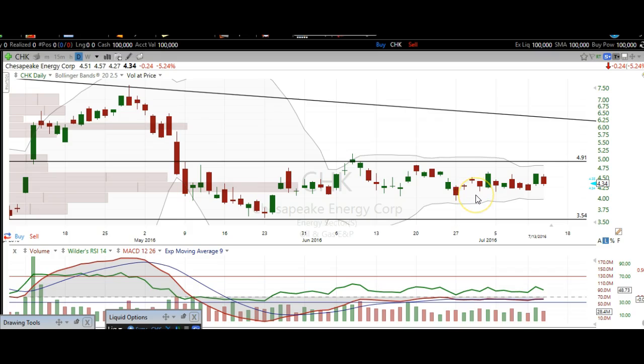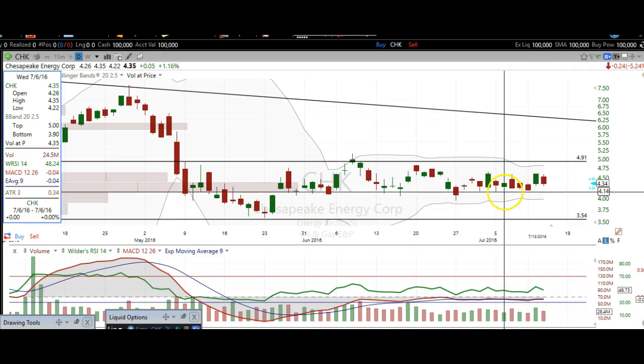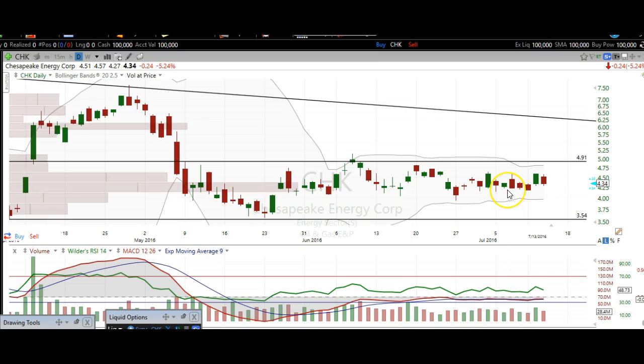If we break out of this range in either direction, we're going to see a big move. As you can see, the Bollinger Bands, which is this gray line right here, and this gray line right here, you can see that they're very tight. The last several weeks, we've been trading in about a 30-cent range. Okay, it's a very, very tight range for this stock here, and a move outside of that range in either direction is going to see a big move.